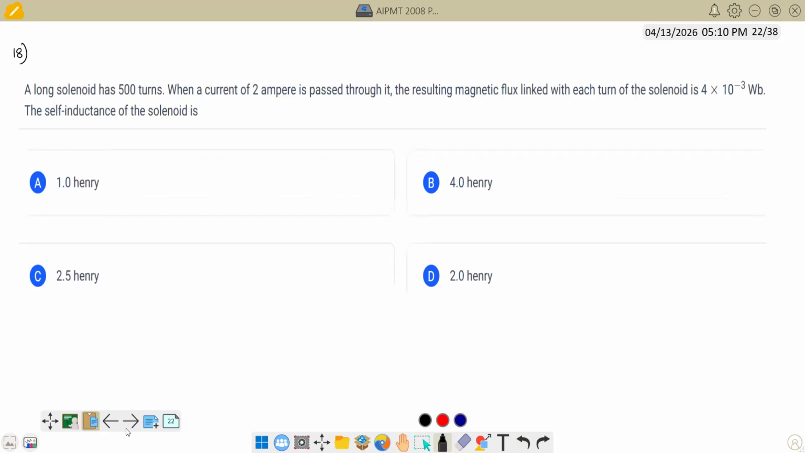We'll go for the next one. A long solenoid has 500 turns. When a current of 2 amperes is passed through it, the resulting magnetic flux linked with each turn of the solenoid is 4 into 10 power minus 3 Weber. The self-inductance of the solenoid is?